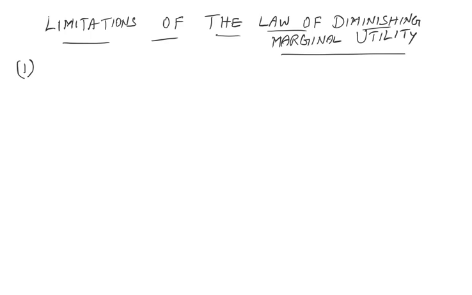Okay. So the first limitation is we have assumed that the consumer is rational. We always assume that the consumer always acts rationally. So what is the meaning of rational consumer? He always acts in such a way, he spends the money income in such a way that he tries to get maximum satisfaction or maximum welfare or maximum utility. Whenever he is purchasing any good or service, he is trying to get that maximum satisfaction.